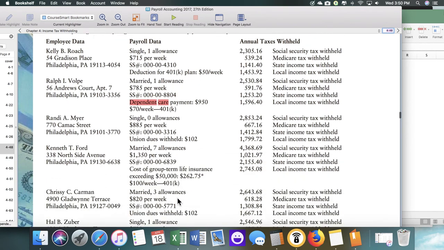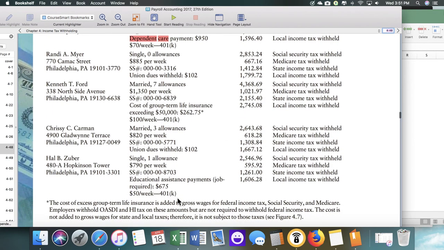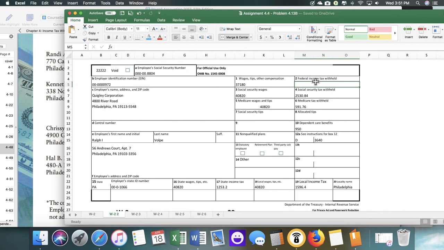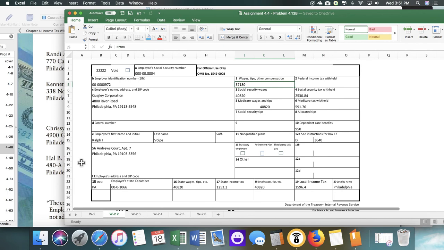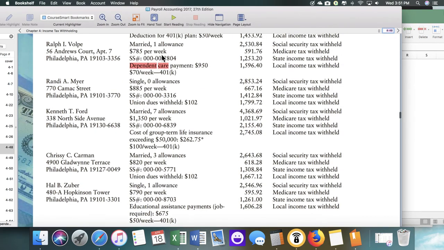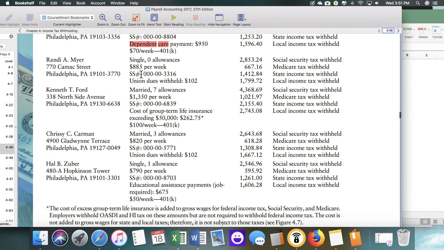Okay, so now we have something a little different. We have union dues. And then you would also need to calculate Volp's federal income tax by looking at the T-charts. So everybody is going to be calculated based on the T-charts. And make sure you're looking for the 785 minus the $70. That gives you taxable income of $715. So that's what you're going to use to calculate his federal income tax.